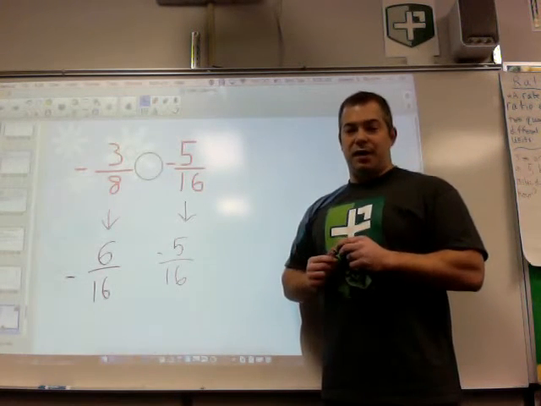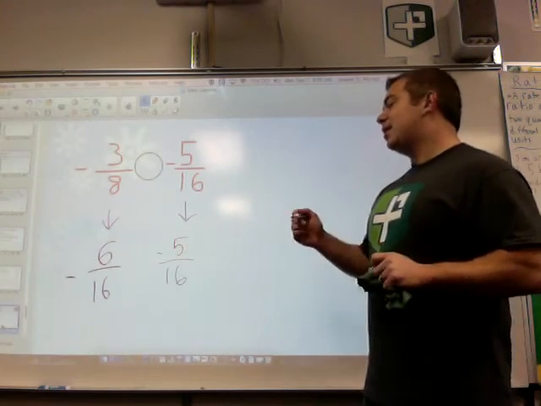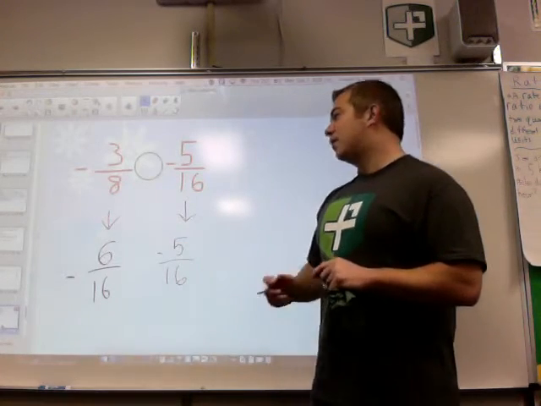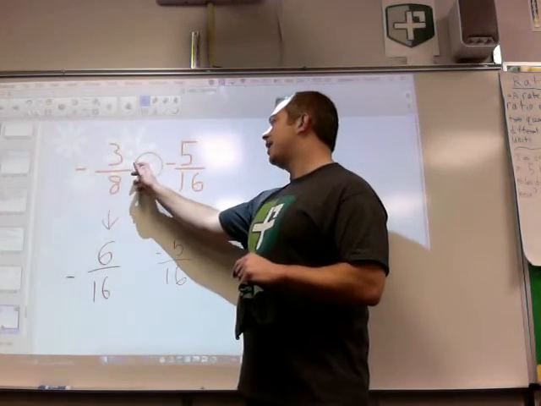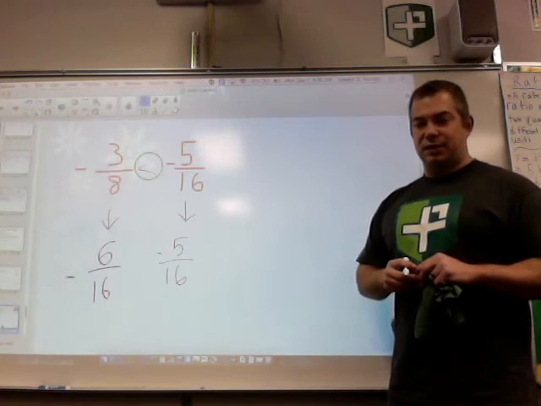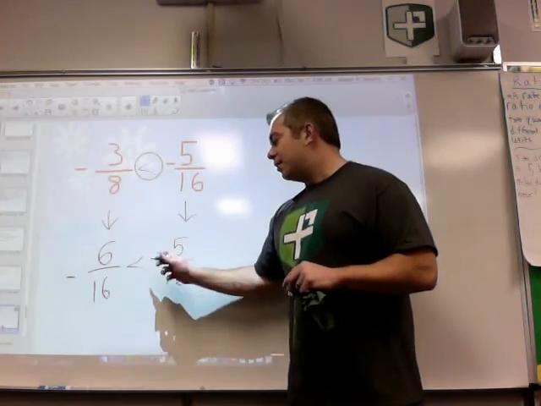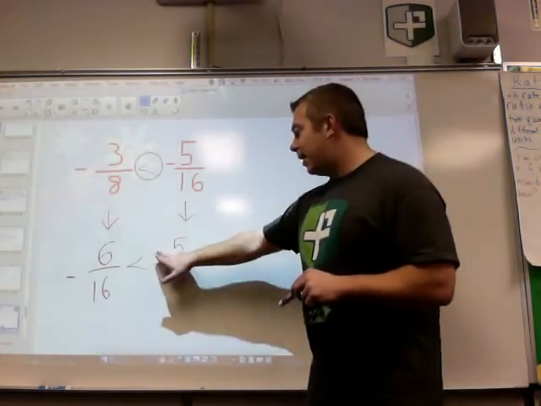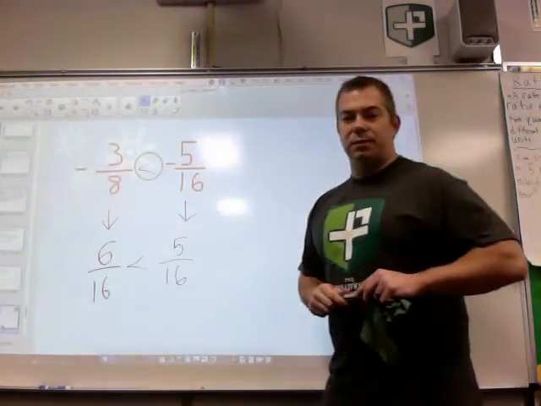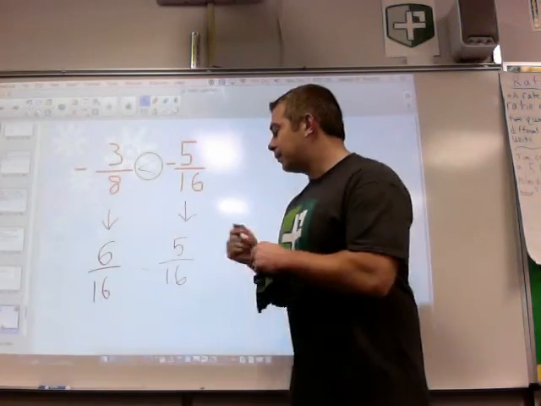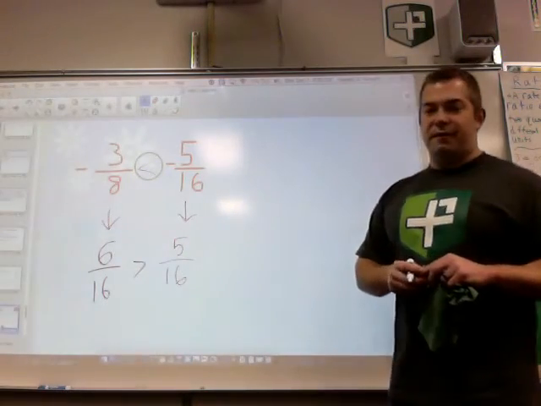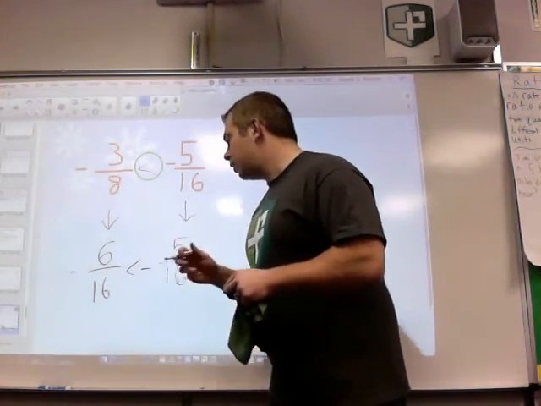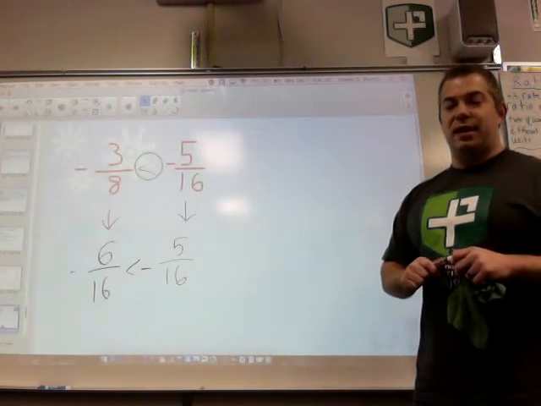Which one of those is greater? Well, negative 6/16 is going to be a higher number, but it's negative. So negative 3/8 is going to be less than negative 5/16. I know it looks weird down there with the higher number on top, but remember these are negative. Now if I were to change these signs to positive, for whatever reason I shouldn't be doing that right now, then this sign would change. 6/16 would be greater than 5/16. But since these are negative, negative 6/16 is less than negative 5/16.